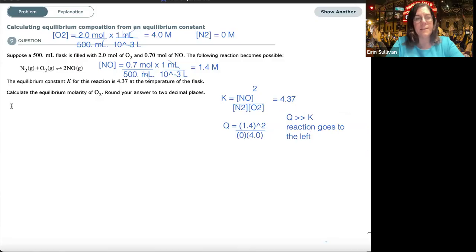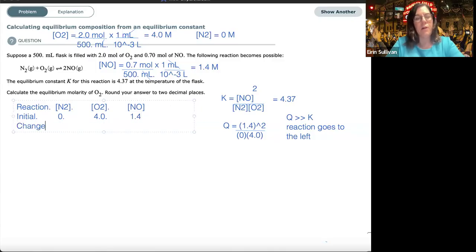So now I'm going to write an ICE table, or a RICE table if you prefer. So some textbooks have RICE with reaction at the top. So you are going to list all your reactants and products in terms of their concentration. So we've got nitrogen, oxygen, and nitrogen monoxide. And then we can fill in the initial concentrations because we know them, and that's what the I stands for. I is for initial. So those initial concentrations in terms of molarity, we start out with 0 for our nitrogen. We start out with 4 for our oxygen. Sometimes you'll be given concentrations, but this question's making us work extra hard. And then we start with 1.4 molarity of nitrogen monoxide.